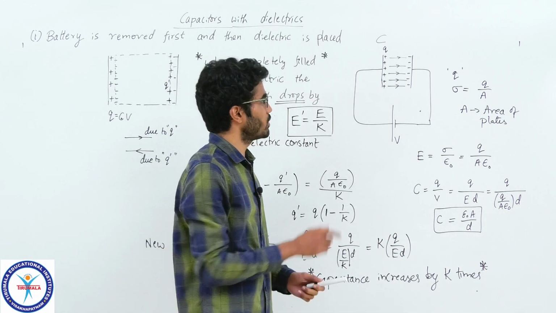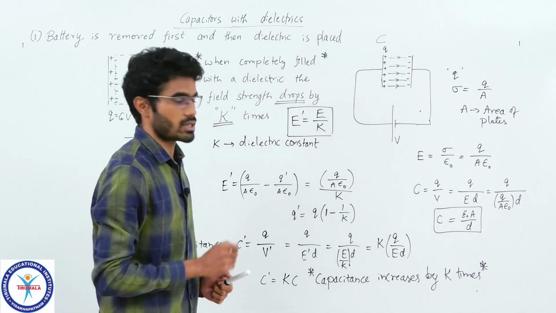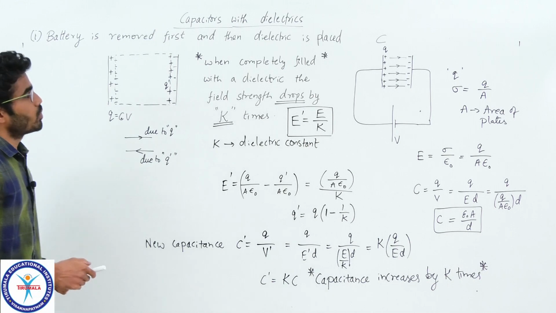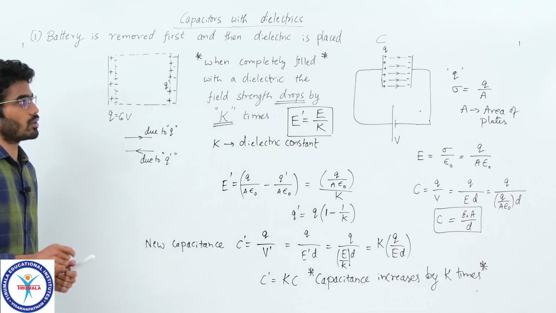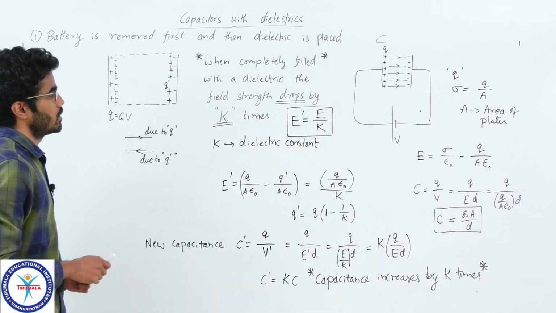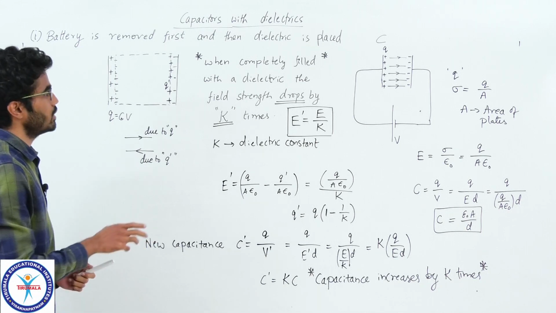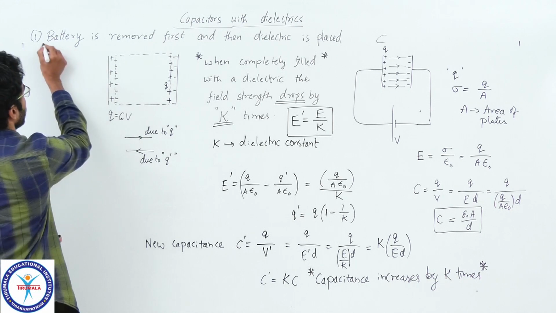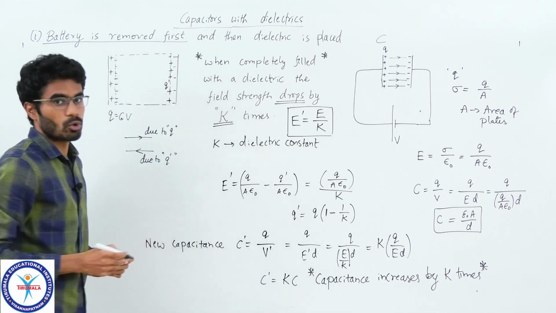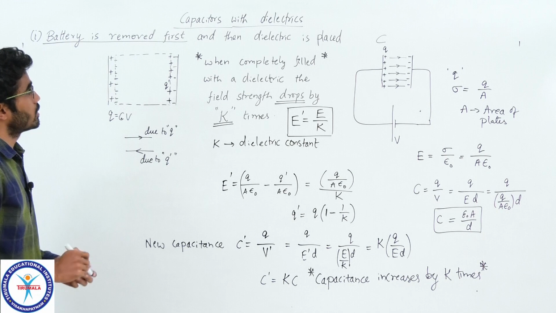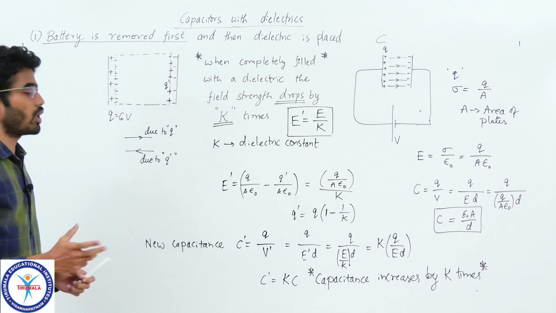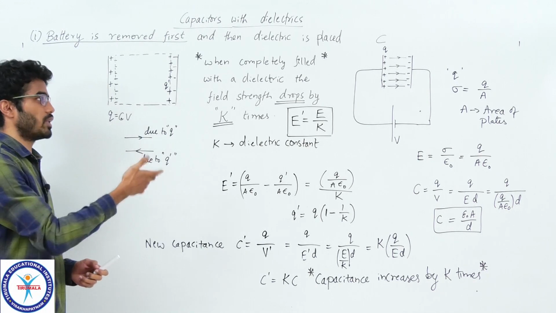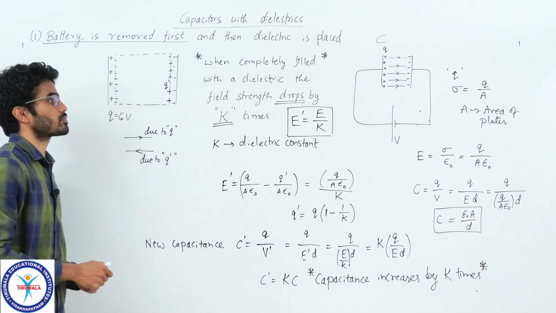The capacitance is given by epsilon naught A by D. Now what happens when we place a dielectric in the capacitor? Let's see that. Before that, we need to make one important assumption here. Let us remove the battery first and then use the dielectric. So note this point, it's very important: the battery is first removed and then the dielectric is placed. Now what happens when it is filled with a dielectric material?